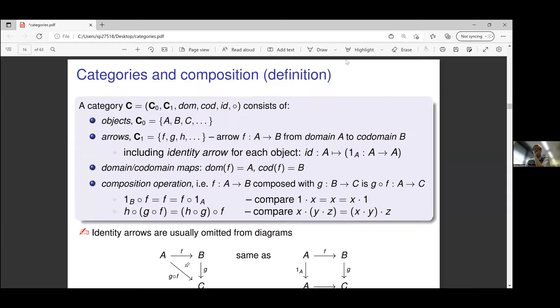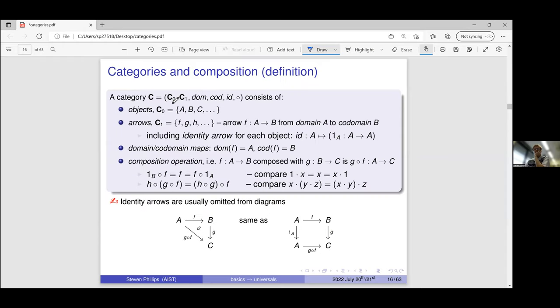Notice there is a difference. Here we have our analogous set of edges, set of vertices, and our source and target maps. But notice that in the definition of a graph, we don't have these two things here. We don't have the identities and we don't have the composition.